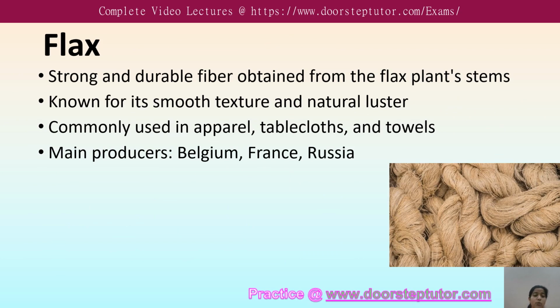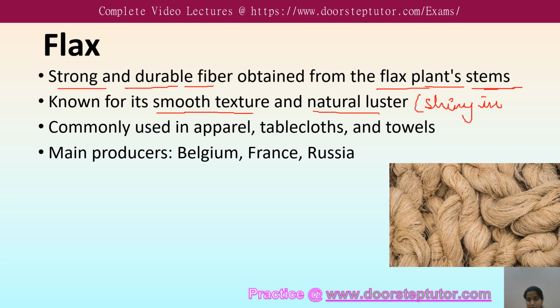Okay, let's talk about another kind of fabric which is obtained from plants. This is flax. Flax is obtained from flax plants, right? And these are the stems of the flax plant from where we get flax. Flax is a strong and durable fiber. It has a smooth texture and it has a natural luster. Now if you see in the image, you see that it has a natural luster. It is a little shiny, right? So luster means they are shiny in appearance.